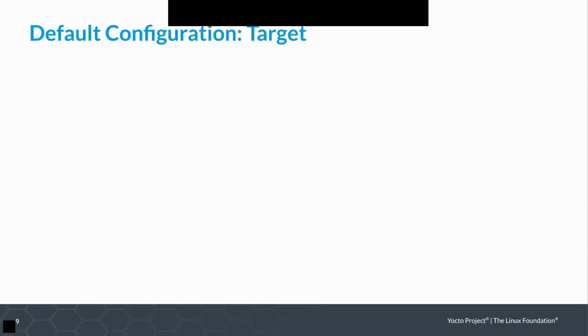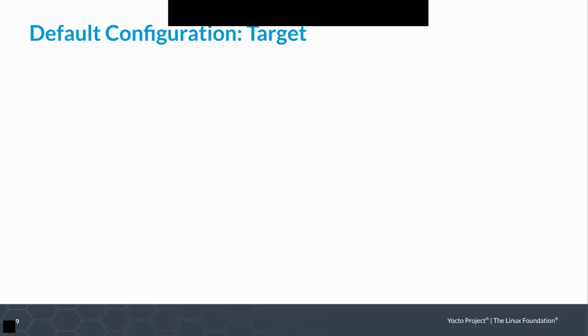So the default configuration is called target, which is if you have a recipe that you want to install, create a package from a recipe, and you want to integrate the package in your board, for example, your target.